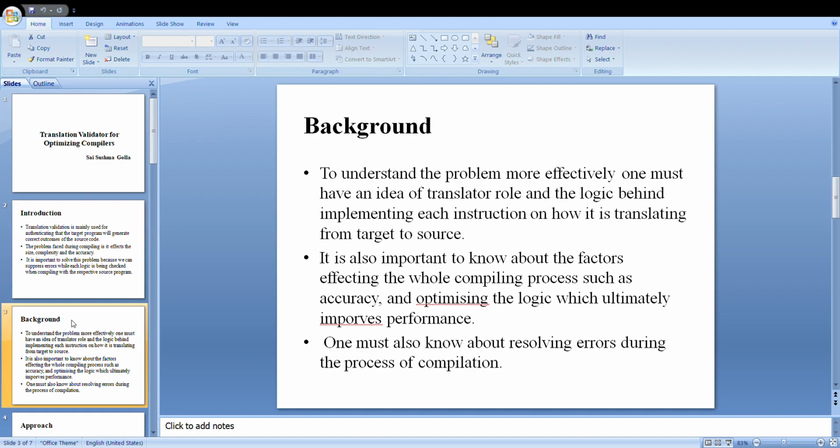Now coming to the background. To understand this topic more effectively, one must have an idea of the translator's role and the implementation of logic behind each instruction and the translation from the target program to the source program. Basically, when a translator modifies a program from one language to another language, it is generally a programming language processor. It is also important to know about the optimizing compiler, as it is a compiler that tries to minimize or maximize some attributes of an executable program.